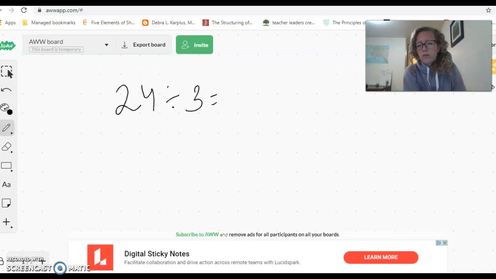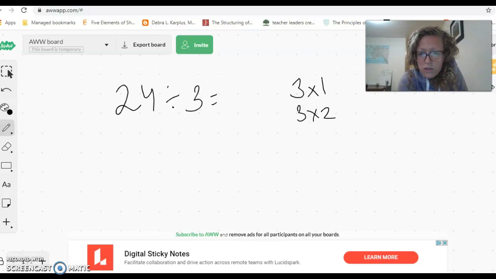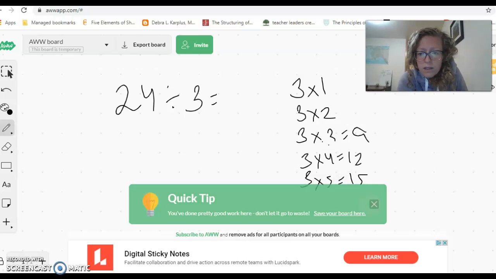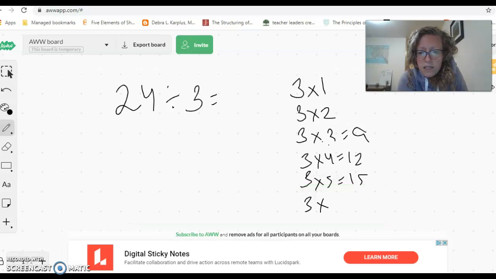Okay. So if you don't know this off the top of your head, a way that you can solve this is by working out multiples of 3. So 3 times 1 equals 3. 3 times 2 equals 6. 3 times 3 equals 9. 3 times 4 equals 12. 3 times 5 equals 15. Oh my goodness. 3 times 6 equals 18.